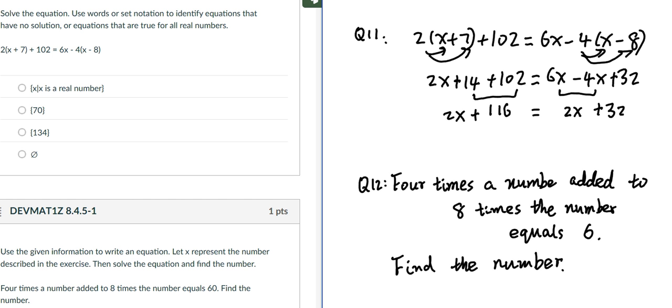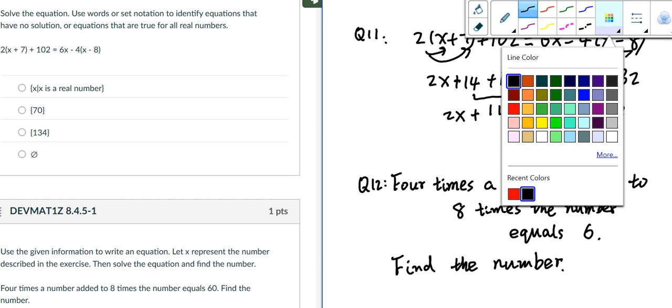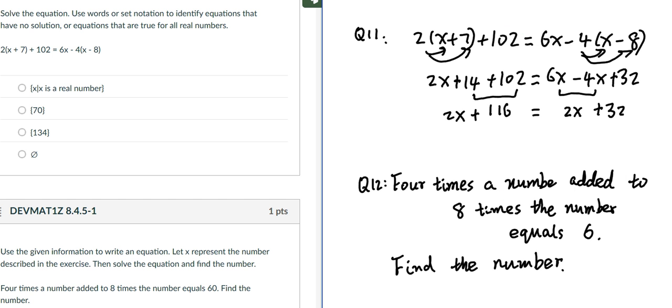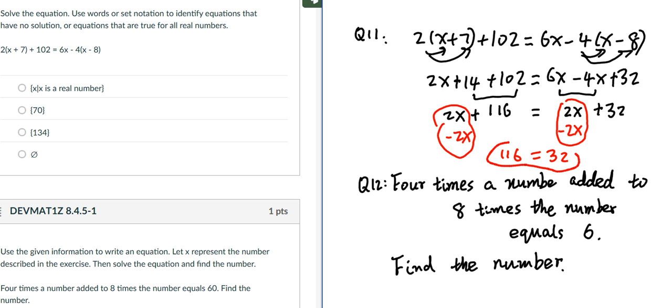Now you see, if we subtract the 2x on both sides, what we get is this will be cancelled, this will be cancelled. So you have 116 equals 32. How could this happen? No solution.